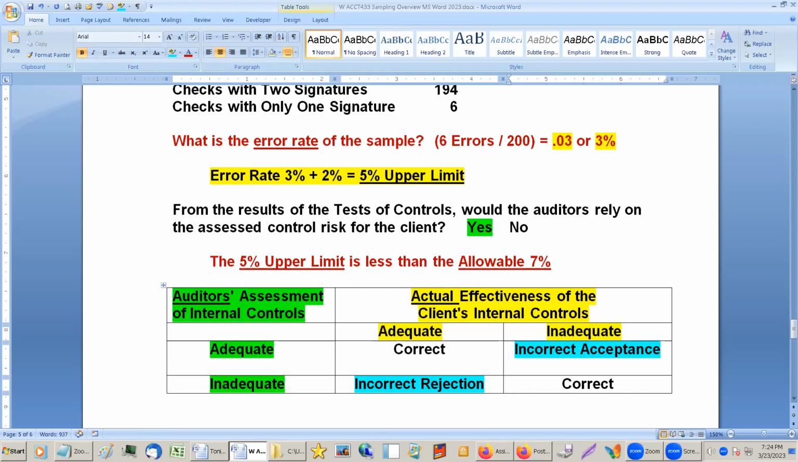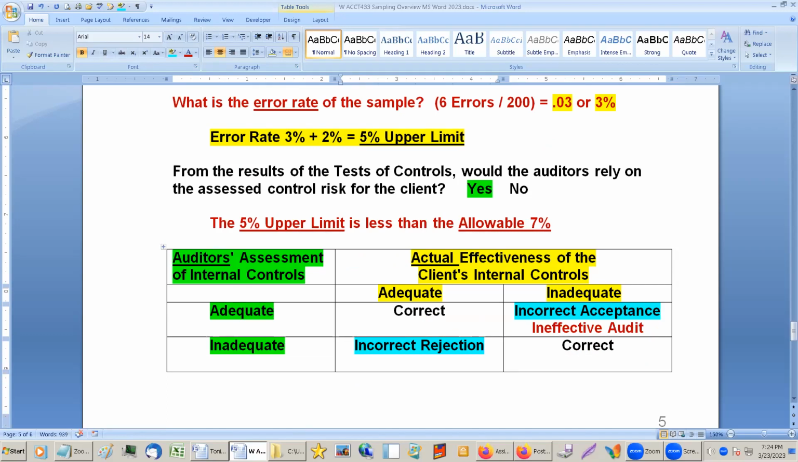Incorrect acceptance will lead to an ineffective audit, because you think everything is okay when really it's not. Incorrect rejection will lead to an inefficient audit. You say, okay, we can't rely on these controls, so you do more work. You come up with the correct ending result, it'll just be that you spent more time and money getting there. So this is an inefficient audit.